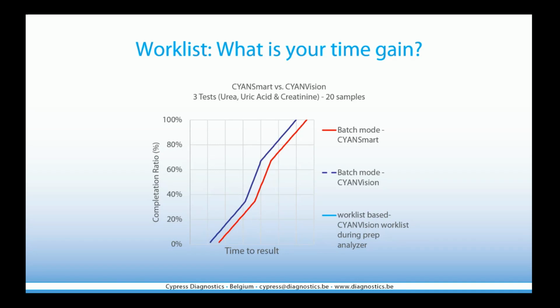However, when you do a work list, you see in the blue line that the curve is fully different. So in the beginning, you will be a bit slower, but by the time you reach the 100% of the samples, you are a lot faster. And the amount of gain that you have is you are 37% faster by just using the work list. And the more samples you do, the more time you gain. If you would do 40 samples, then you would actually gain 45% of time.